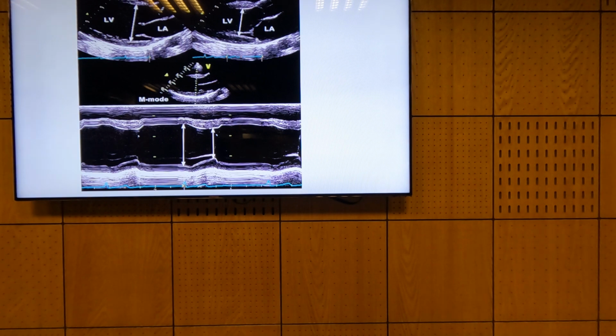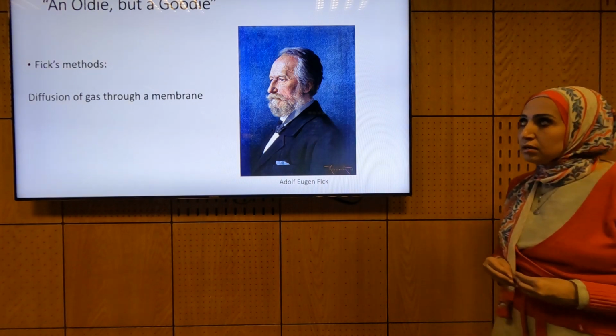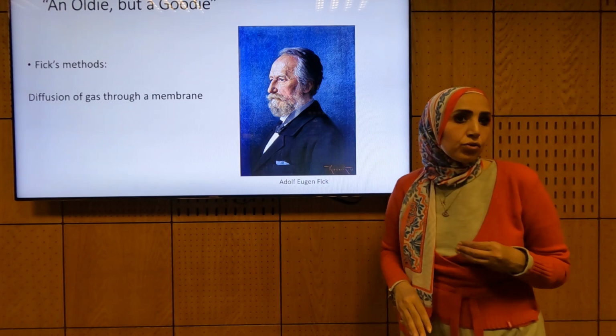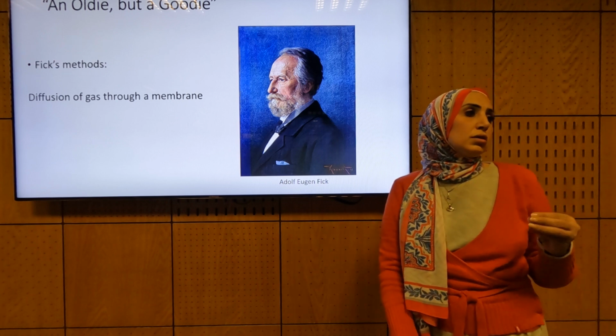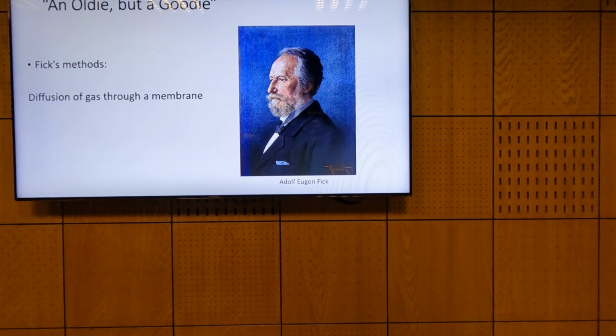Some cases are not straightforward. Some cases are in the grayish zone, so we are not sure if it is significant. It's not always black and white. But sometimes we have a grayish area where we have to measure the flow. We have to measure the QP/QS. Old but still good, by cath. So it was for a long time the only way to measure the QP/QS in that patient.